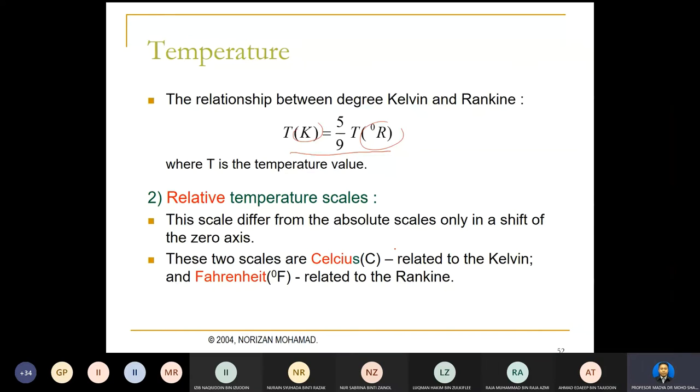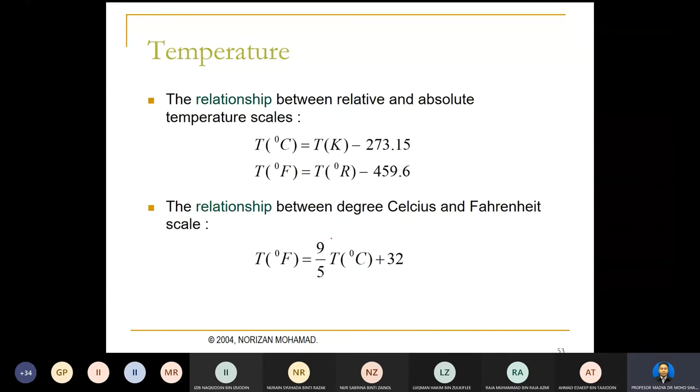Okay, so the relative temperature scale differs from the absolute only by a shift of the zero axis. So this is the formula, the relationship between the relative and absolute temperature that I mentioned to you. For example, we want to measure in Celsius, but the data is in Kelvin, so we have to subtract 273.15. This is a fixed formula for both.